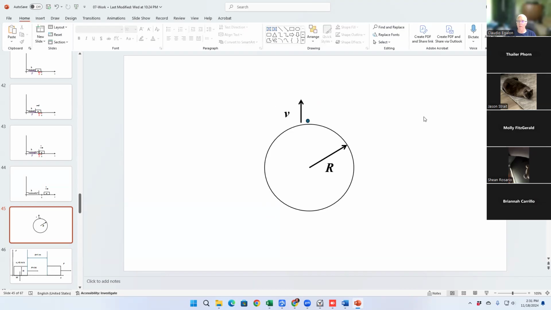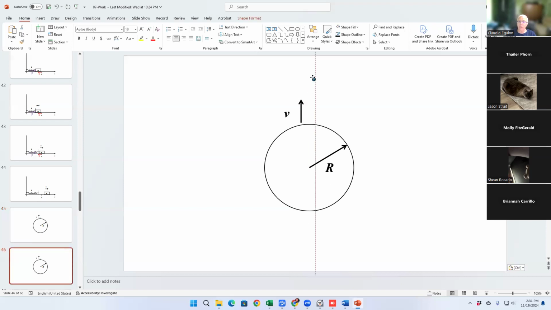Okay, the velocity is given. Did I give you the mass as well? I don't need the mass. You don't need the mass for that, unless you account for frictional forces. And what do you want to know? You want to know the highest height that this projectile achieves.